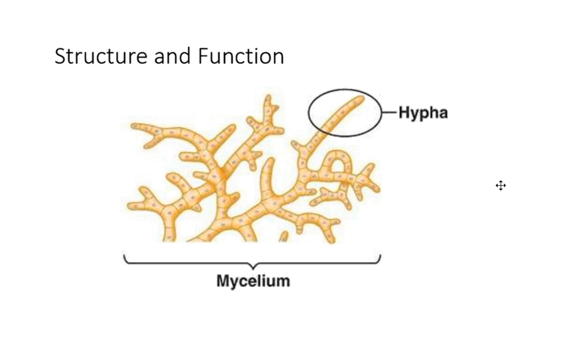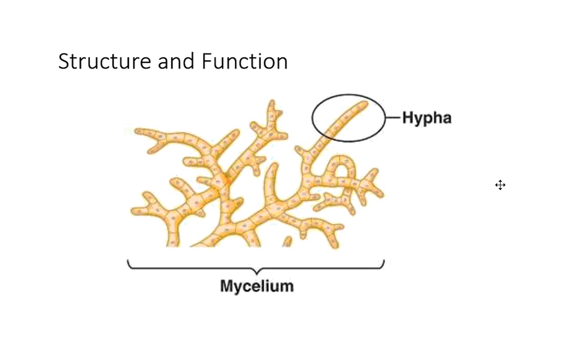The average fungus looks like this. They are composed of these little threads called hyphae. Sometimes you'll see it called hypha or hyphae, depending on whether it's singular or plural. That would be hyphae. And then all of the hyphae, all of the threads combined, are called a mycelium.